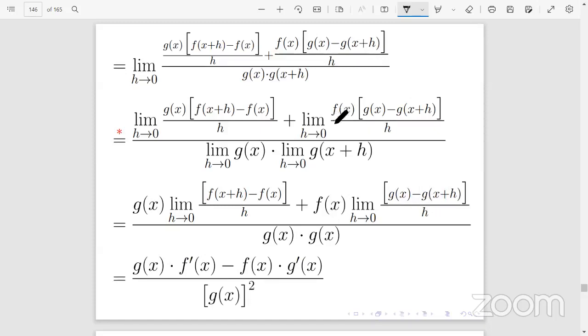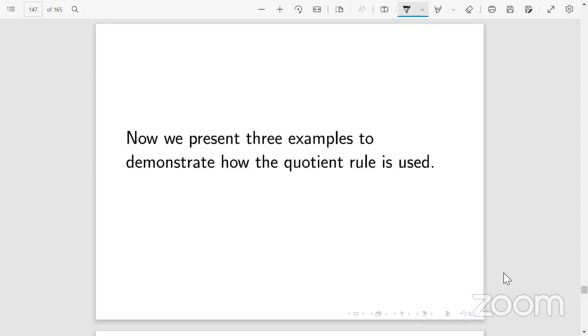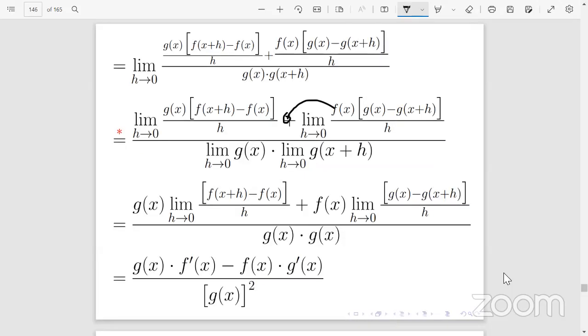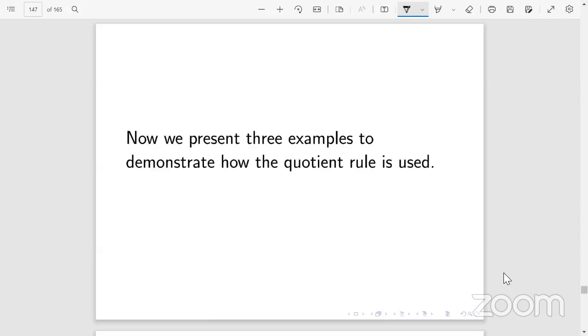So this f of x is not dependent on the limit, so we can take it out as well. And here we end up with, like I said, g of x remains g of x. Here, g of x plus 0, which is g of x, we end up with g of x times g of x, which gives us g of x squared. So there's our proof. So there's the proof of the quotient function. I hope what I just explained here makes sense.